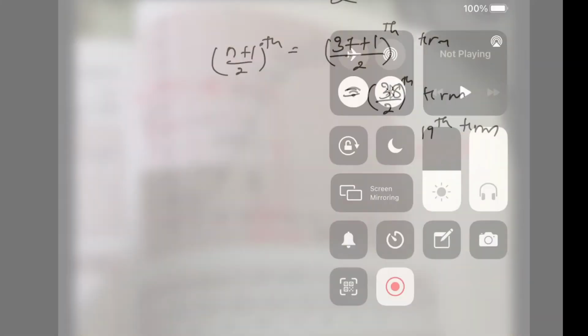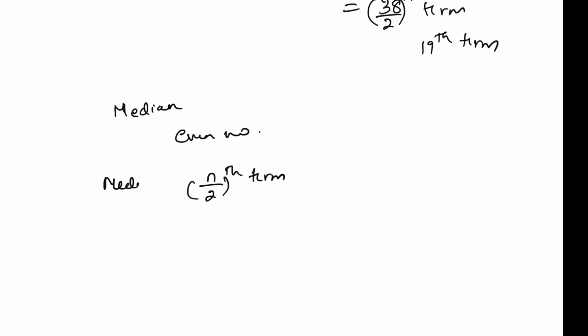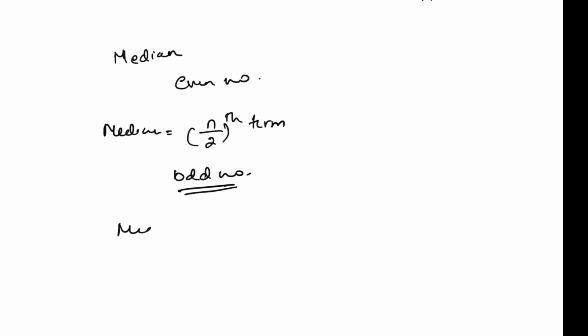Hope it's clear, children. Before concluding the median topic, let me mention the formulas you use here. When you're finding the median for grouped data, if your final cumulative frequency is an even number, how do you find the term? The median is the n by 2th term. And if it's an odd number, so your total frequency is odd, the median is equal to the n plus 1 by 2th term. That is what you plot on the graph.